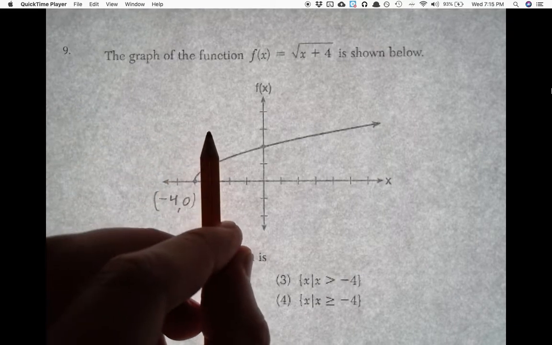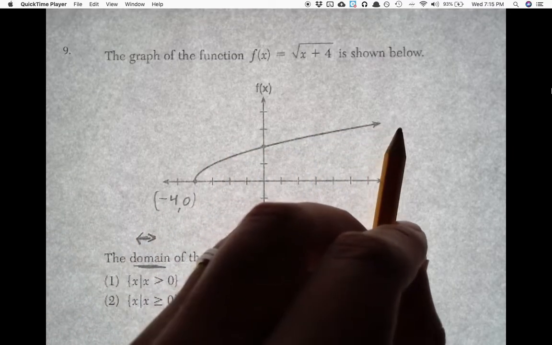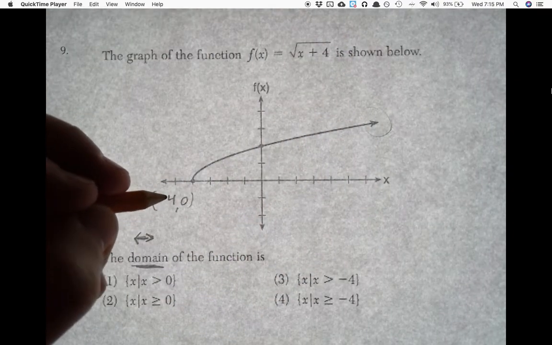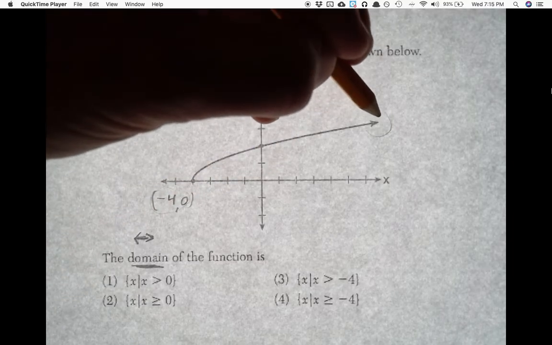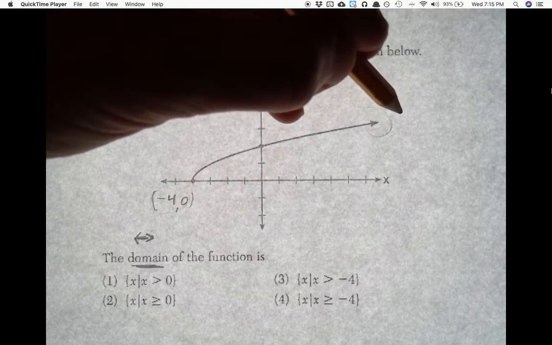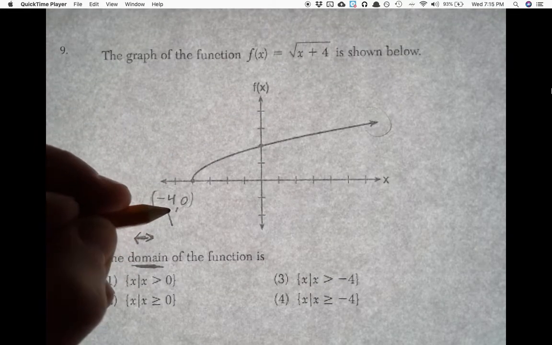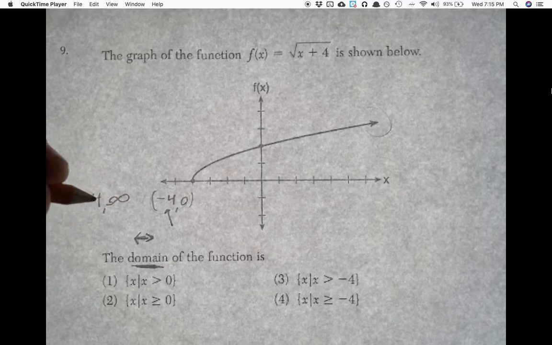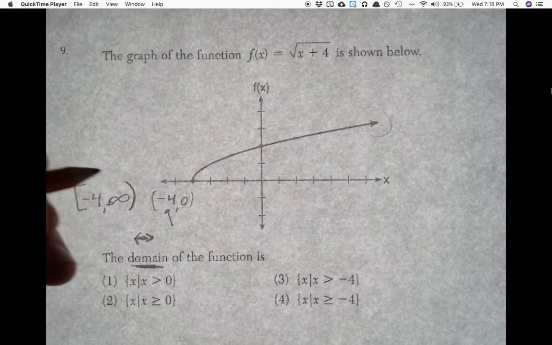As I go to the right now, I get all the way up to this point, and there's an arrow continuing off to the right here. That means I go all the way up to infinity. So my lower bound of my domain is going to be defined by this point, and my upper bound is going to be defined by this arrow that goes off to infinity. For domain, I'm looking at my x's, so my lower bound will be -4, with the upper bound being infinity. It's a closed circle, so I'll put a square bracket, and infinity always has a parentheses.